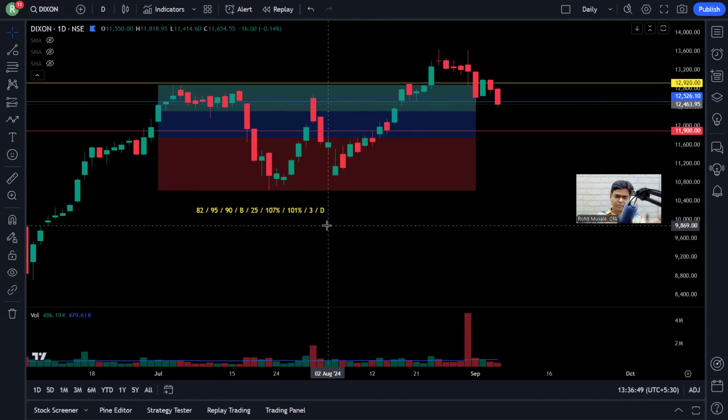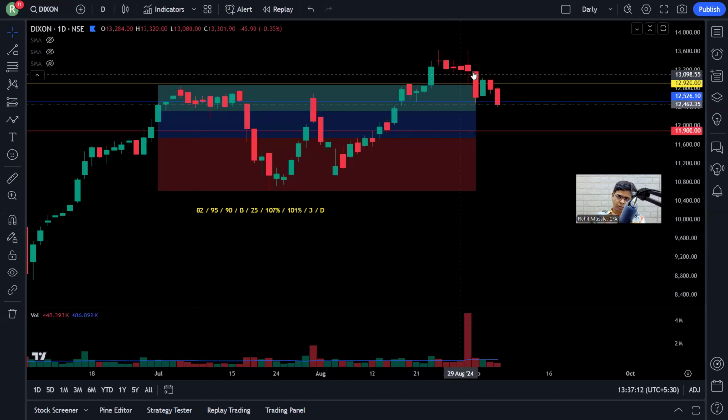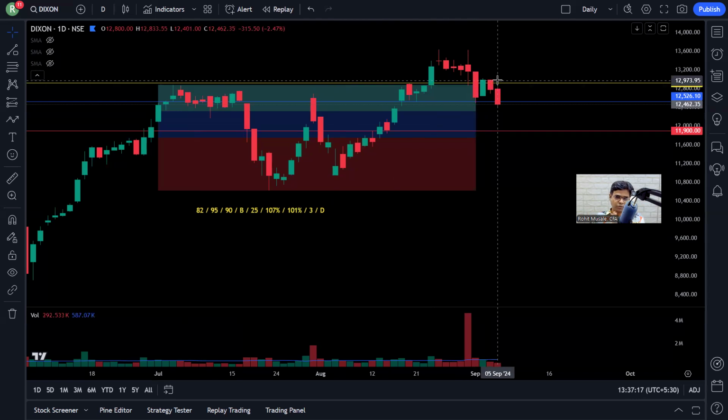So sometimes we have to be flexible. Not every factor will be in favor. One or two factors will be off here and there, but that's okay. We have to manage. That much flexibility we have to show as professional traders. I suspect that if there was no general weakness in the global market, this stock would probably have held above that yellow line. I would have given it one more week.